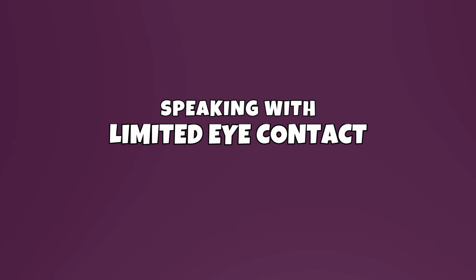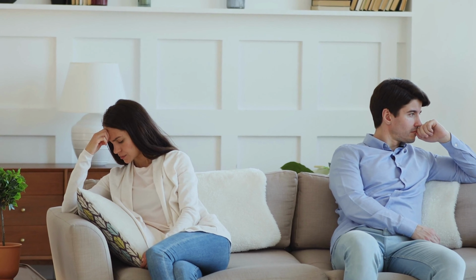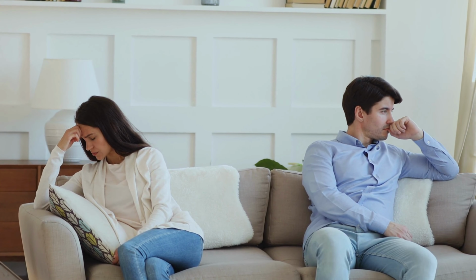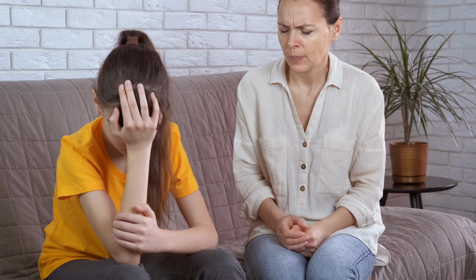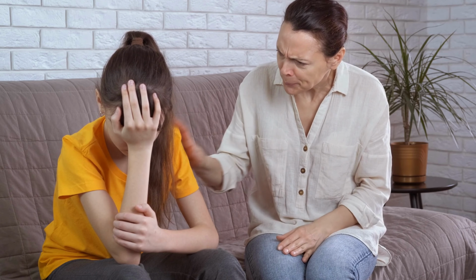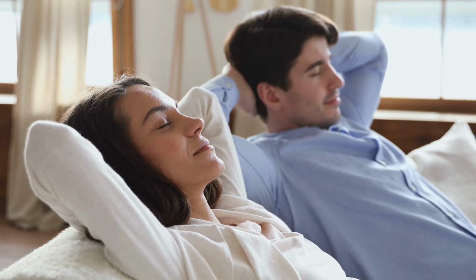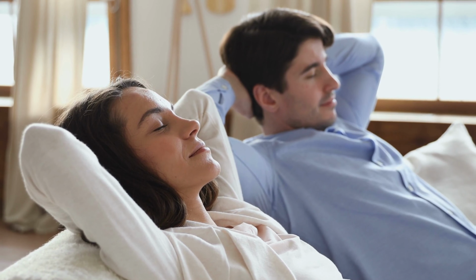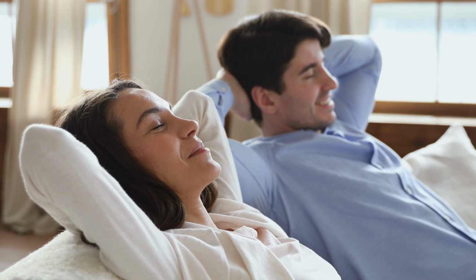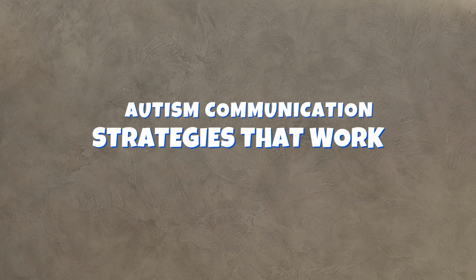Speaking with limited eye contact. One of the most noticeable autistic communication challenges is the avoidance of eye contact when communicating. People affected by this condition are highly attuned to sensory details, and looking into someone's eyes can cause an overload of information. Some may prefer to speak with their eyes shut entirely, so as to focus only on the stimuli provided by the conversation. Autism communication strategies that work.